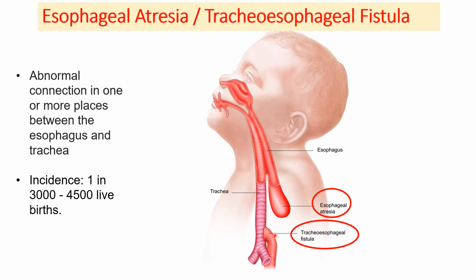We can appreciate over here that there is a communication between the lower end of the esophagus and the trachea, and there is a discontinuity of the esophagus. The upper end of the esophagus is atretic. So this is called esophageal atresia and tracheoesophageal fistula. The tracheoesophageal fistula is a communication of the trachea with the esophagus. This is found in 1 in 3,000 to 4,500 live births.